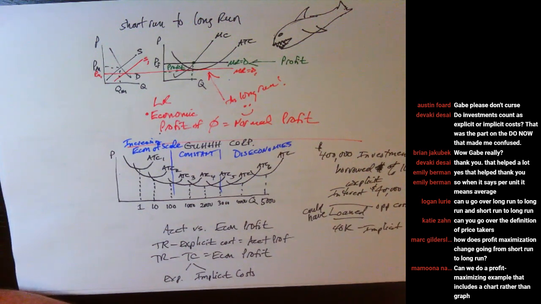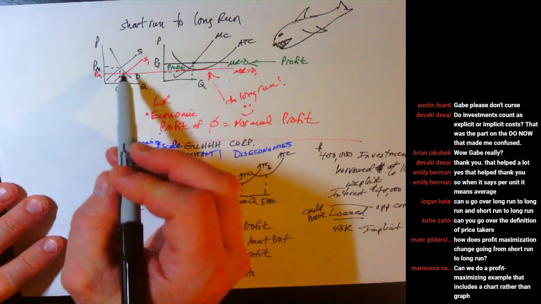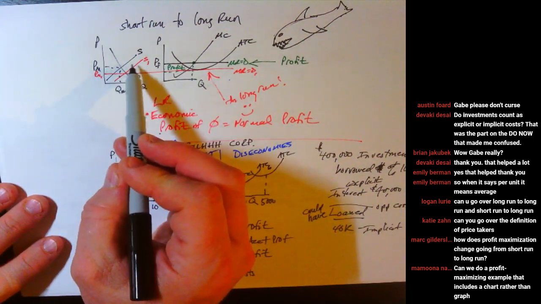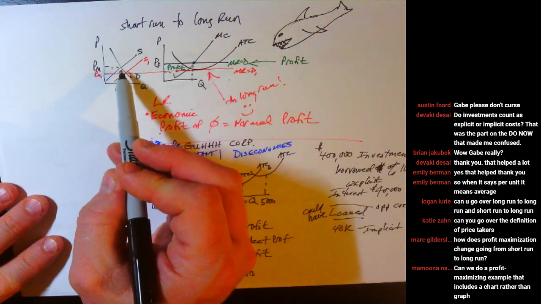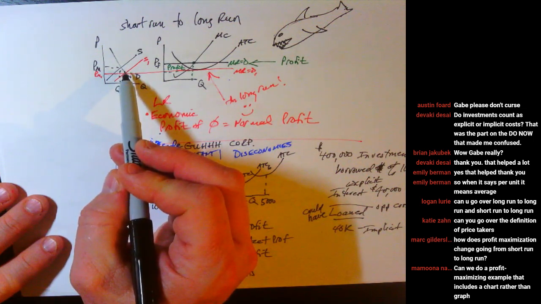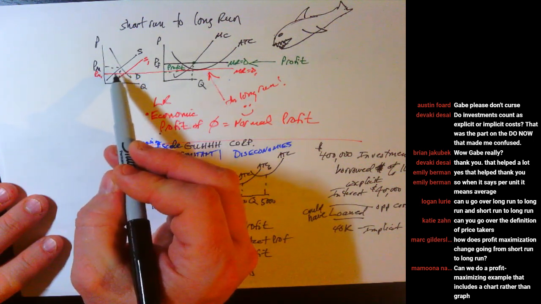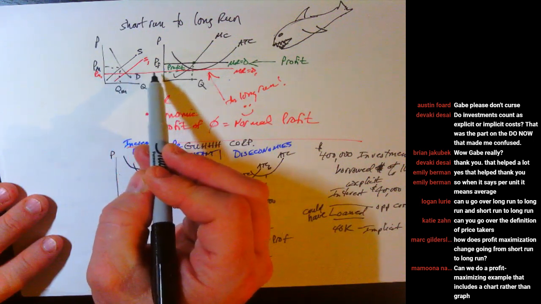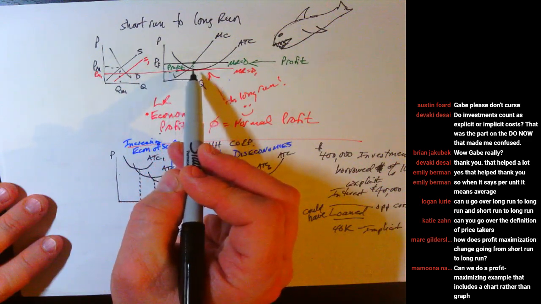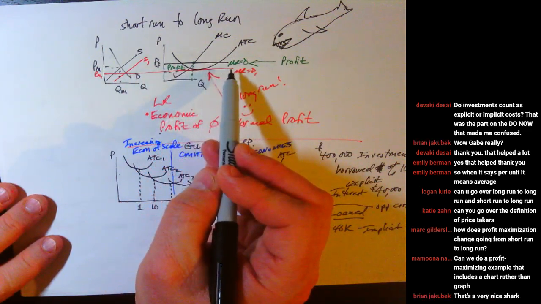Anyway, so the sharks come in, and because the sharks come in, there's more sellers. It's going to shift the market curve, more sellers, okay, shift supply to the right, and then what happens here is that we're going to have a new market price that also puts this firm in the long run.